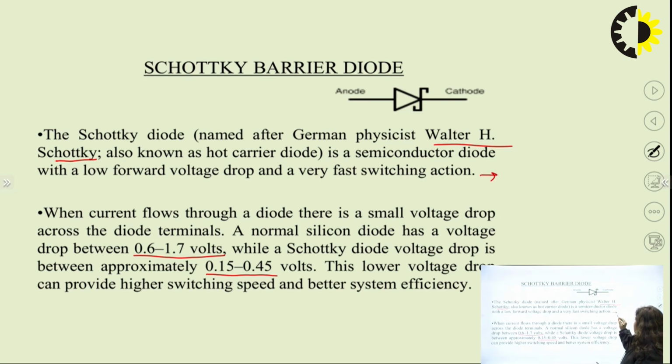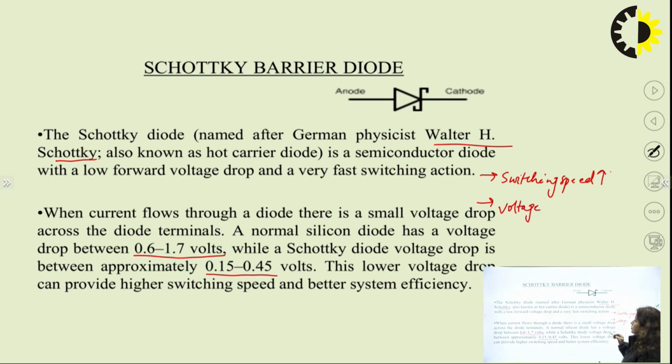So these are major points, that is switching speed of this Schottky diode is much higher. So switching speed is much higher as compared to the normal diode, and the voltage drop is also very less as compared to the normal diode because it is 0.15 to 0.45. So it will give you more current as compared to the Zener or the normal PN junction diode. So this is voltage drop. So voltage drop is very less, that is around 0.15 to 0.45 volts. So these are two major points here for the Schottky barrier diode.